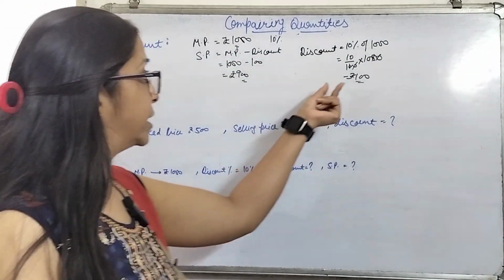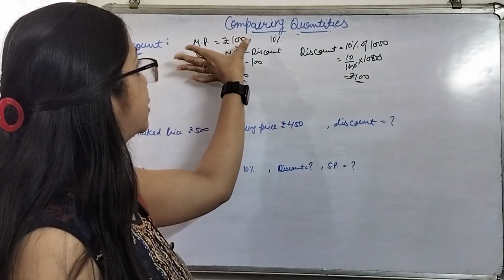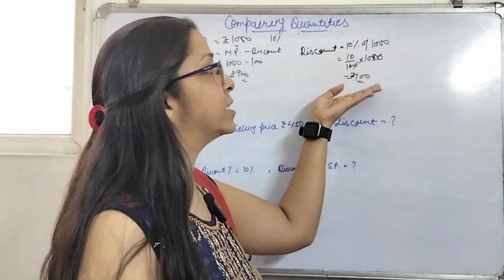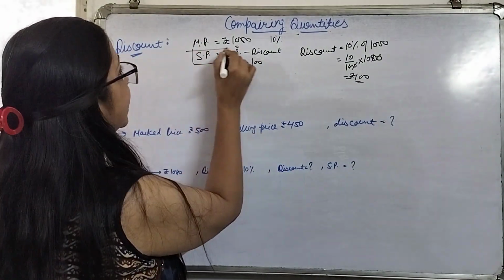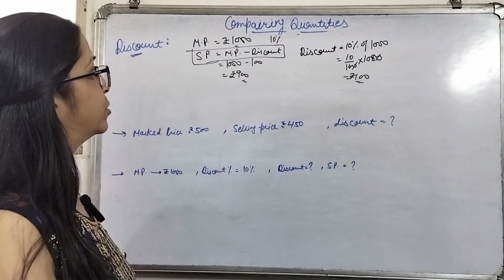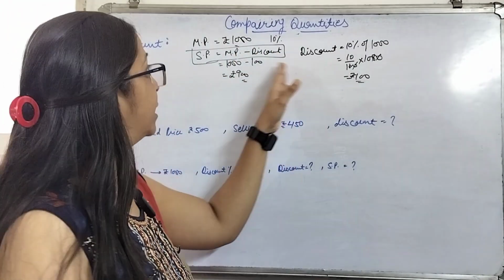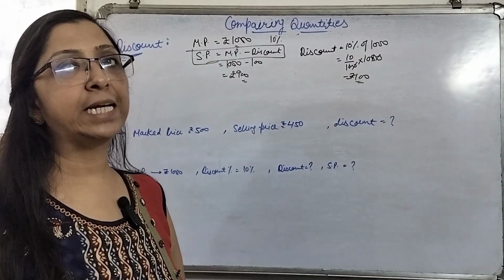So this is the discount, which is the deduction in the amount. Whatever price was written on the article, some deduction is there. This is known as the discount. So what is the formula over here? We can get the selling price if we have the marked price and the discount. If we subtract the discount from the marked price, we get the selling price.